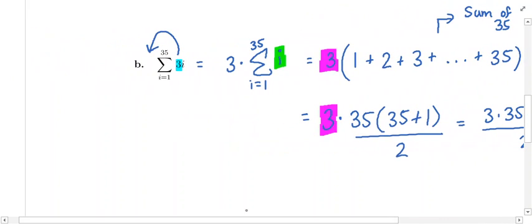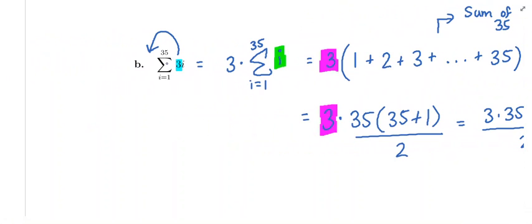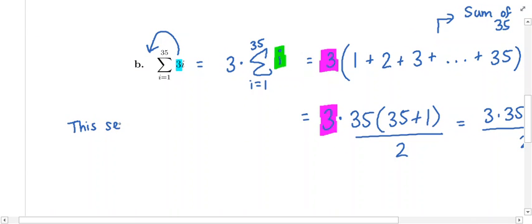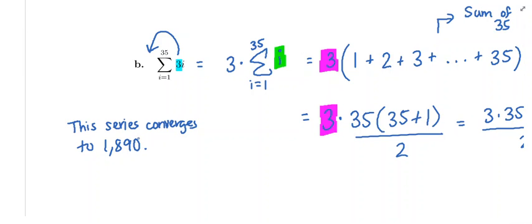That's the answer. And again, we knew going into this that we were going to get a number because this is a finite series. Every finite series converges. So again, this series converges to 1,890. So these shortcuts really, really help out. It would have been very tedious to figure out each of the 35 terms individually and then add them all up.